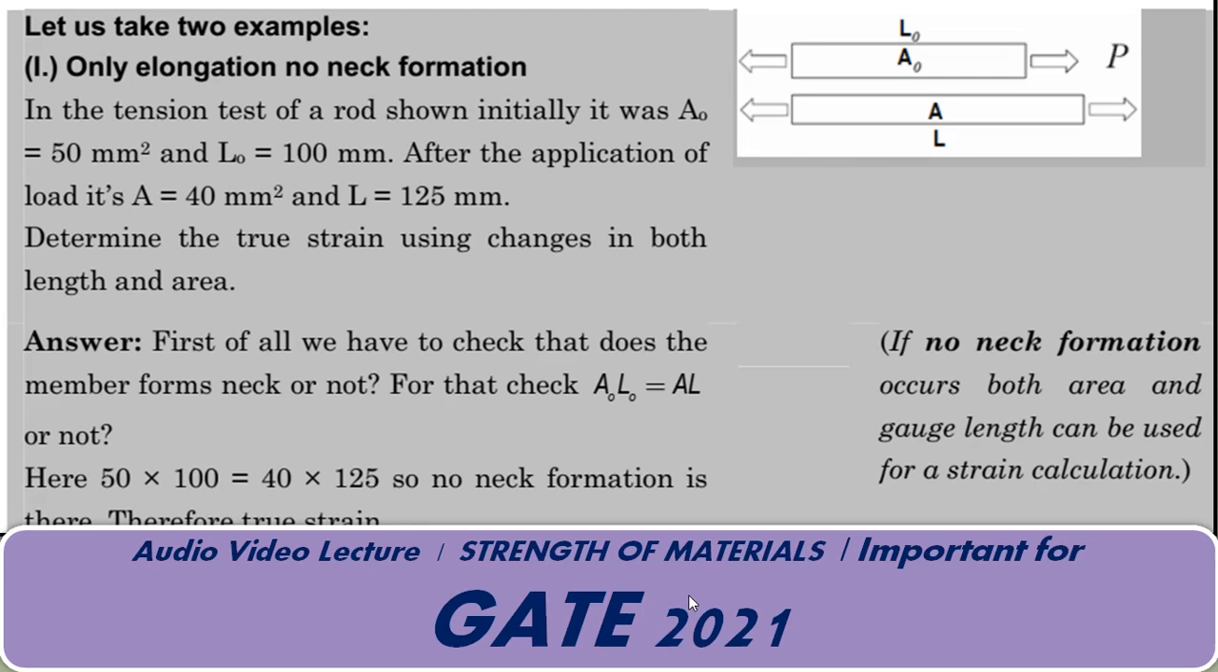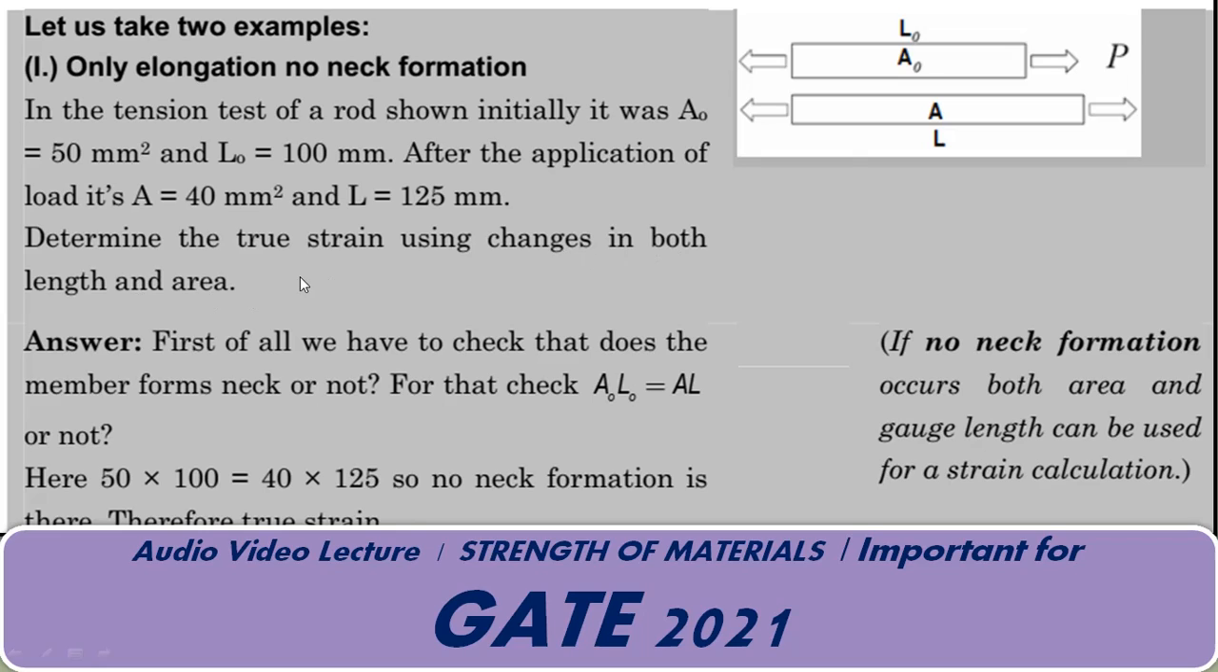Let us take two examples. This is the first example: only elongation, no neck formation. In the tension test of the rod shown, initially the area A0 is equal to 50 mm square and L0 is equal to 100 mm. After the application of load, A is equal to 40 mm square and L is equal to 125 mm. As you see, if there is an increase in length, the area will be decreased. Determine the true strain using changes in both length and area.